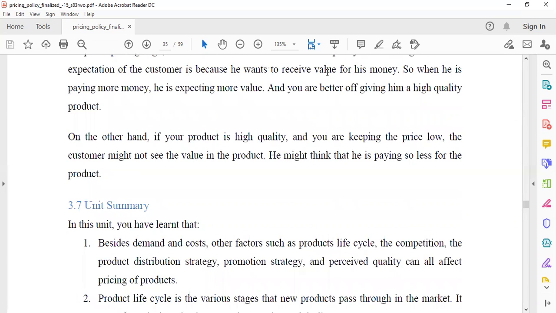So we've been able to mention some other factors that affect pricing: the product life cycle, competition, promotion strategy, large demand, and perceived product quality.